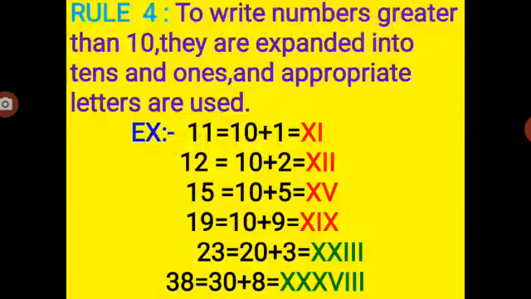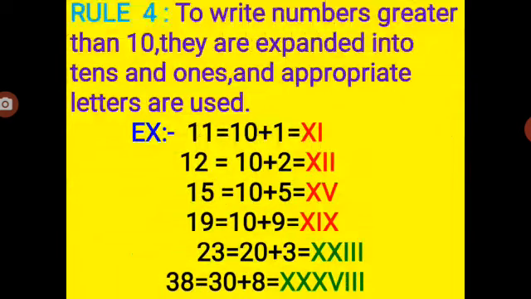Then rule number 4: to write numbers greater than 10, they are expanded into tens and ones, and letters are used. How do we write 11 in expanded form? 10 plus 1. 10 is X, plus 1 means X followed by I. 12 means 10 plus 2, so X followed by 2 I's. 15 means 10 plus 5, so X followed by V.